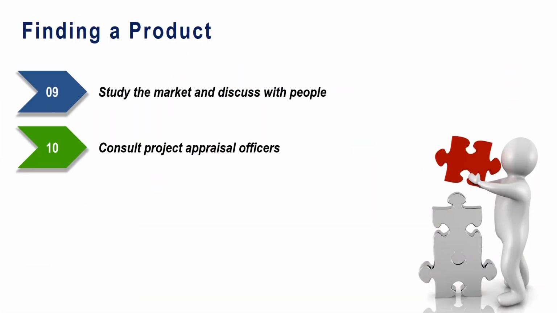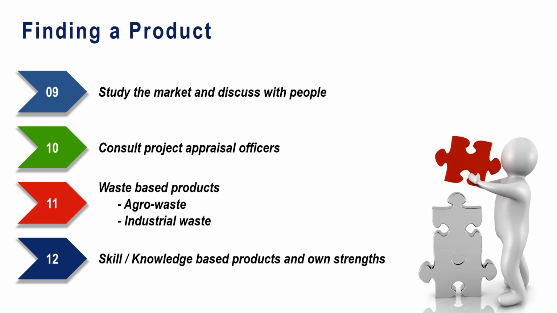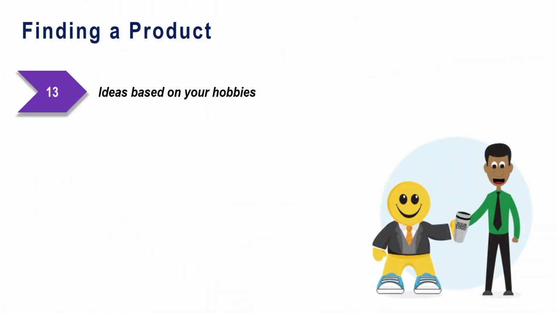Then you can think of waste based products. You can make something out of agro waste or industrial waste. Then you can think of skills or knowledge based products and your own strengths. In case you are a technocrat, as I said earlier, you have certain skills and knowledge. You can combine that knowledge by setting up a relevant or equivalent business or enterprise. Then ideas based on your hobbies.